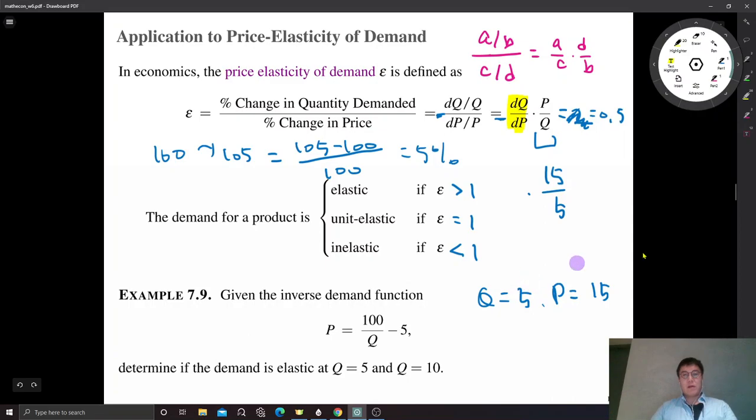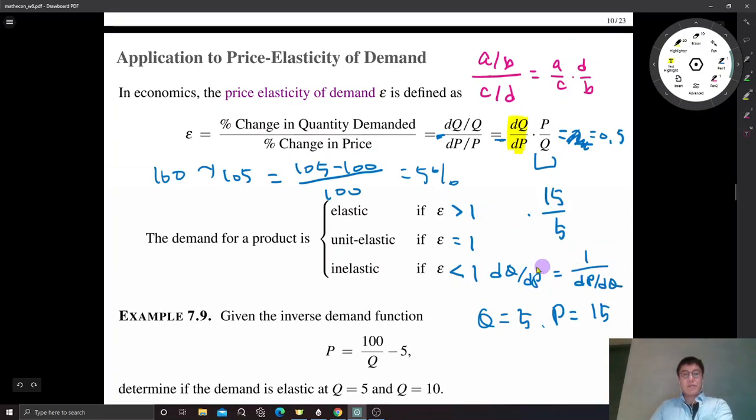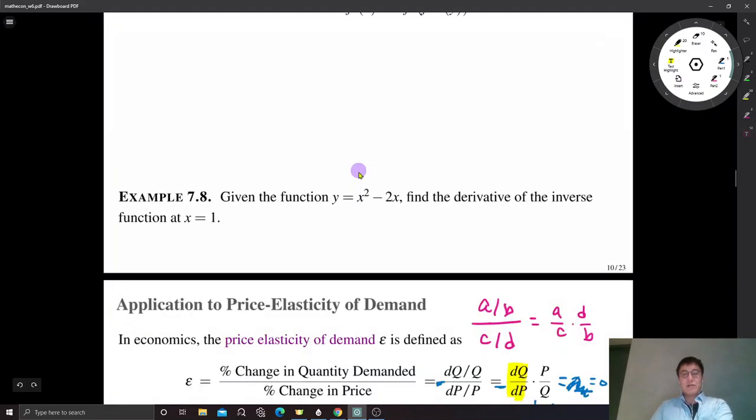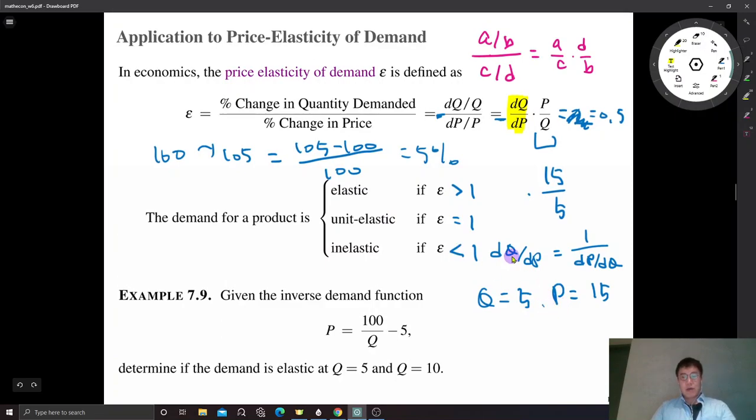Now the remaining thing is dq over dp, right? But dq over dp is a reciprocal of dp over dq, okay? So that is the inverse function theorem. That comes from the inverse function theorem. The derivative of the inverse is going to be the reciprocal of the original derivative. So using that, we can write the derivative of q as the reciprocal of the derivative of p. Okay?